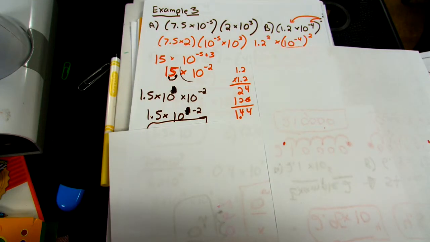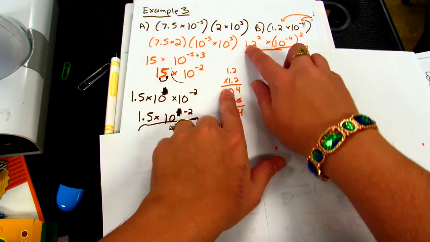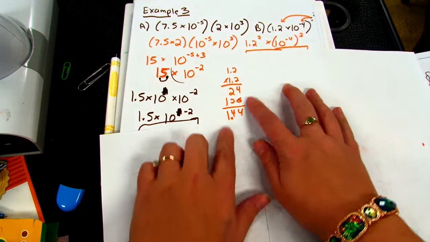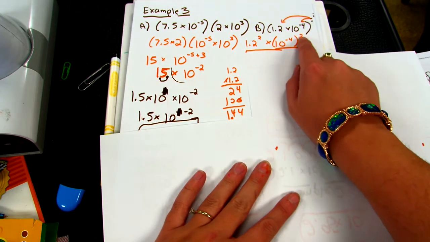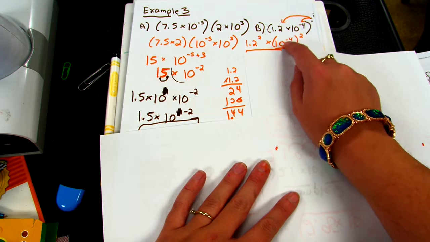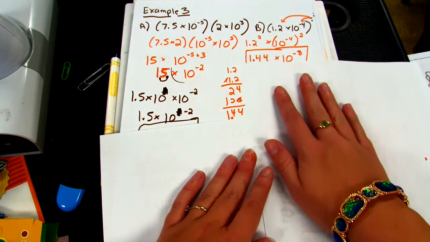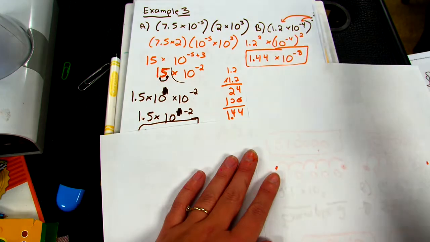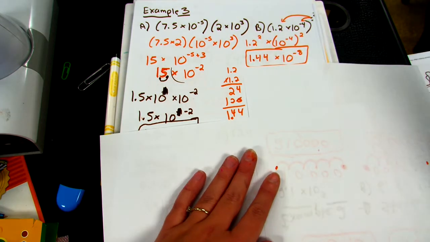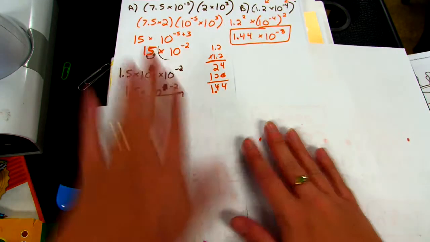Okay, so let's finish 1.2 times 1.2, so we can figure out 1.2 squared, and we get 1.44. And then we know that 10 to the negative 4th to the 2, we multiply those two exponents, so that's going to become 10 to the negative 8. So we have 1.44 times 10 to the negative 8th, which is already in scientific notation, so we don't have to modify it. We're done.